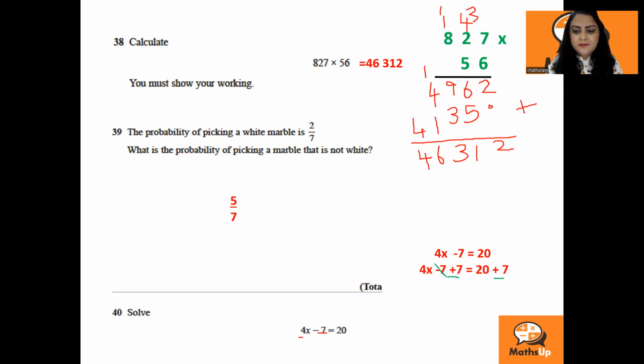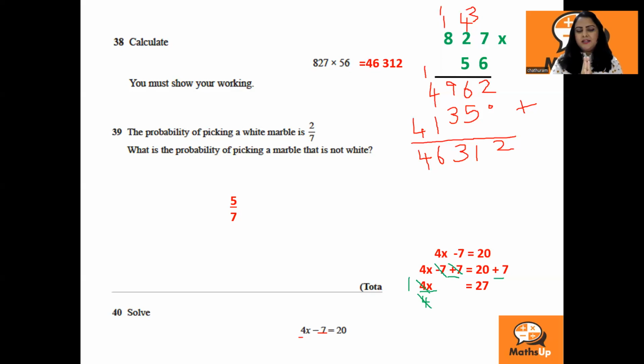Then -7 will cancel by adding 7. Then only 4x is remaining at this side. And the other side, 20 plus 7 is 27. Right now, to isolate x, you have to remove 4. So as this is 4 times x, you have to divide this side by 4, because 4 divided by 4 is 1. Then you can find the value of x.